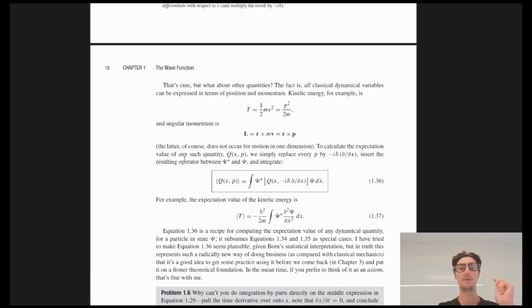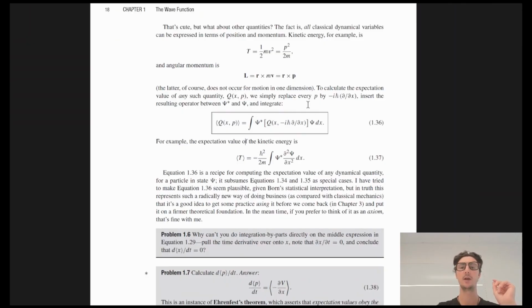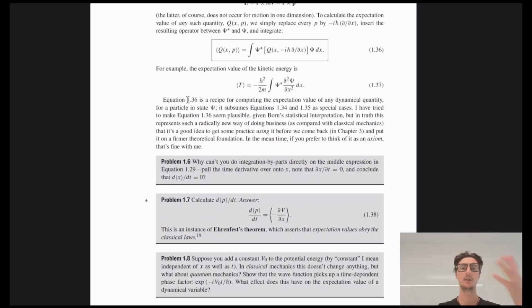To calculate the expectation value of any such quantity Q as a function of x and p, we simply replace every p by negative i h bar, derivative with respect to x, insert the resulting operator between psi star and psi, and we integrate. So here is how to find the expectation value of any operator. You basically sandwich the operator between psi star and psi, integrate over all space with respect to dx, and then you get the expectation value of the operator, which in general depends on position and momentum in classical mechanics. For example, the expectation value of kinetic energy is boom, and then we have this here.